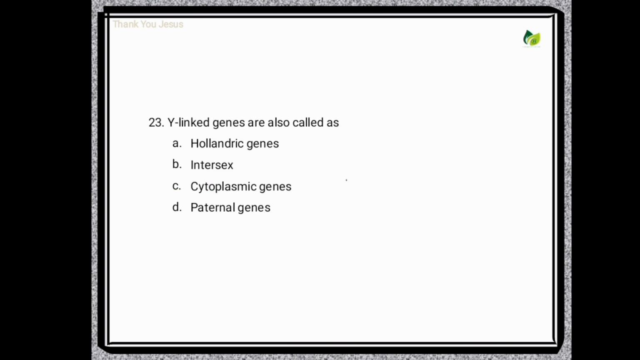So let's see the next question. Y-linked genes are also called as: Hollandric genes, intersex, cytoplasmic genes, paternal genes. The correct answer is Hollandric genes. The genes found only on the Y chromosome are called Hollandric genes.